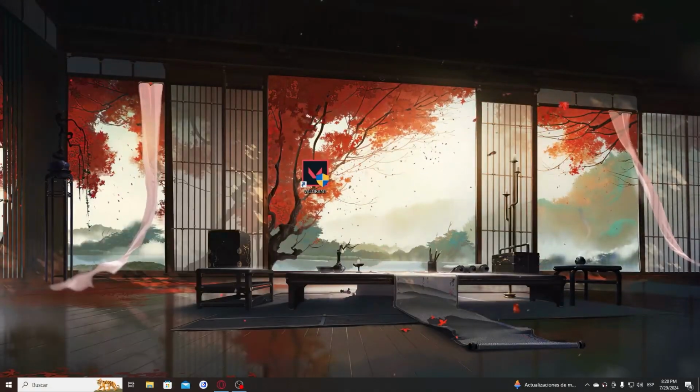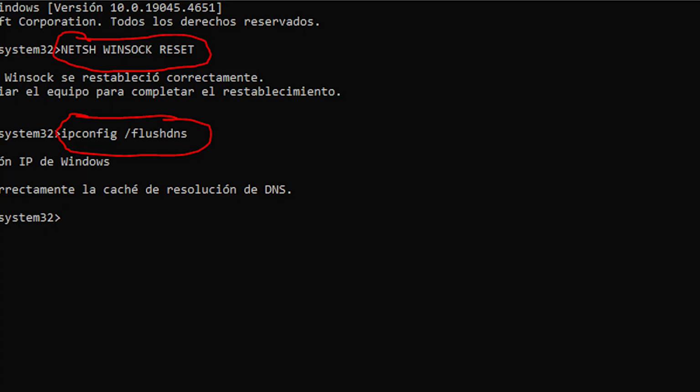administrator. Press yes, and here you have to write netsh winsock reset. Okay, so now you have to write ipconfig /flushdns, and now you have to restart your computer and you will be able to play Valorant without any problem.